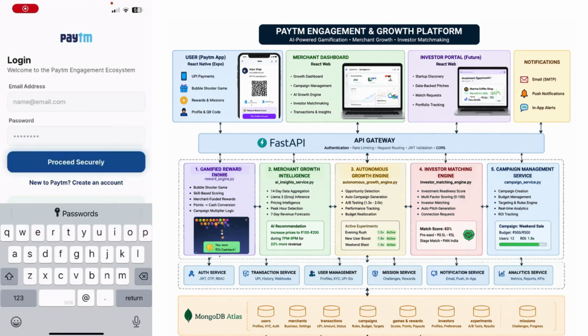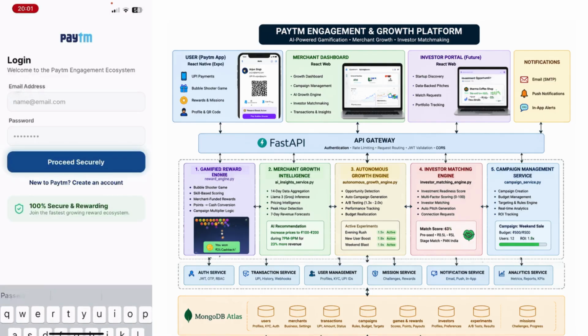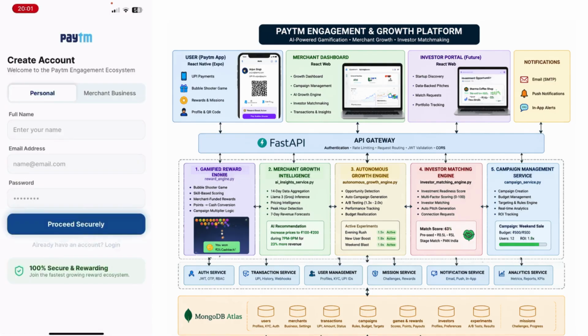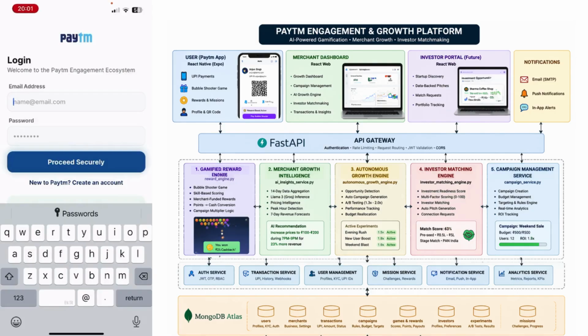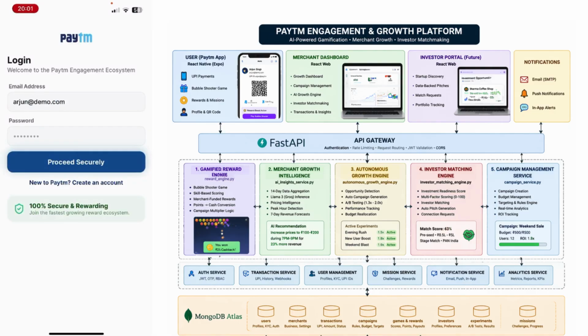So this is the application that we have built. Let's start with the login flow. If you're a new user, you can register on Paytm, but since I've already created a demo account, I'll proceed with logging in. I'll enter the email as arjun@demo.com, and the password that I've set here is demo123. Now we can proceed securely.